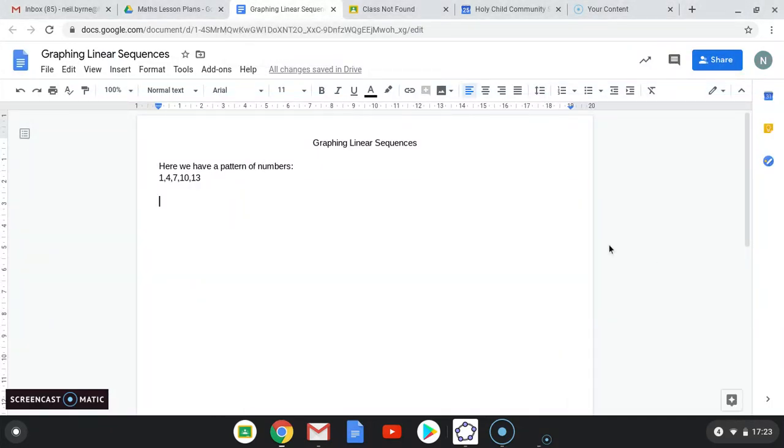Okay, so let's look now at graphing linear sequences. We've already looked at identifying a linear pattern by determining if the number between each stage is the same, or the first difference is the same, but now we're going to look at how we graph them. So here we have a pattern of numbers: 1, 4, 7, 10, and 13. And first of all, I'd like to establish, is it a linear sequence?